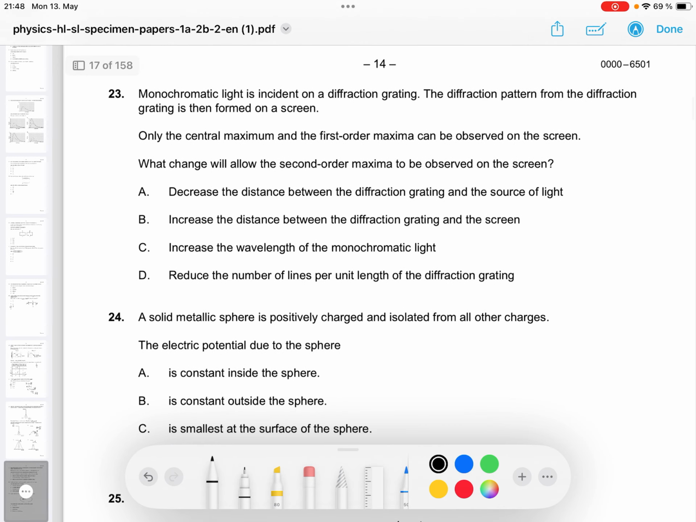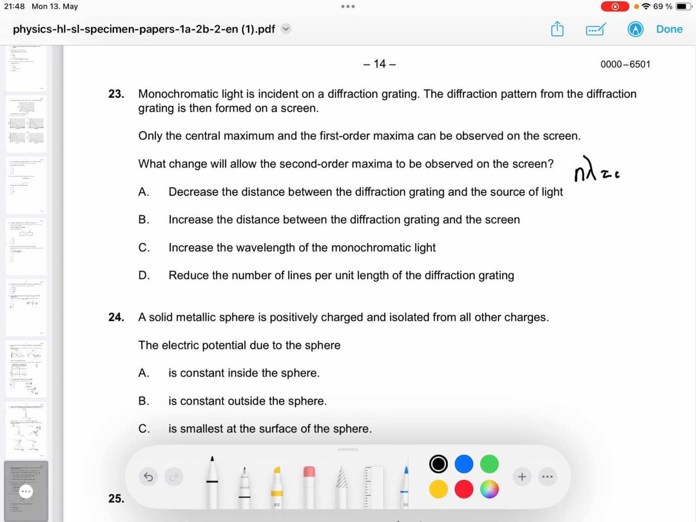A. Question 23 says monochromatic light is incident on a diffraction grating. The diffraction pattern from the diffraction grating is then formed on a screen. Only the central maximum and the first order maxima can be observed on the screen. What change will allow the second order maxima to be observed on the screen? So the equation for a diffraction grating is n lambda equals d sine theta, which is given in the data booklet, so you do not need to memorize it.